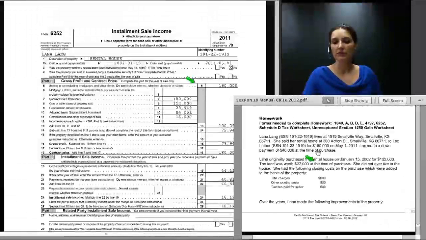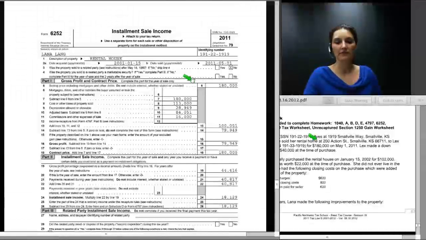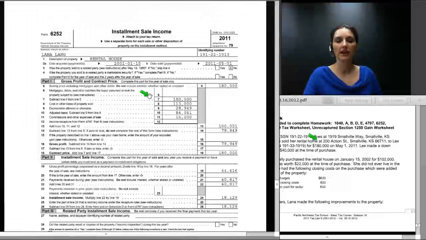So the wording of the problem tells us that the property was sold for $180,000. That is the amount we enter on line 5. Then there is no mortgage being assumed, so line 6 is blank. We simply carry line 5 to line 7. 180,000 is entered on line 7.